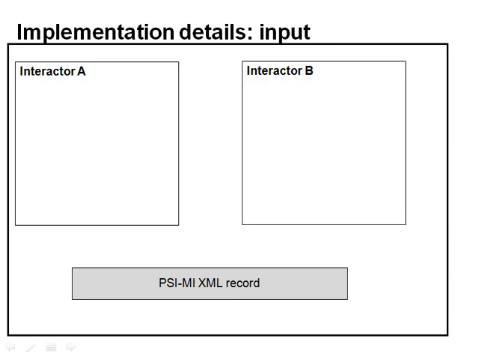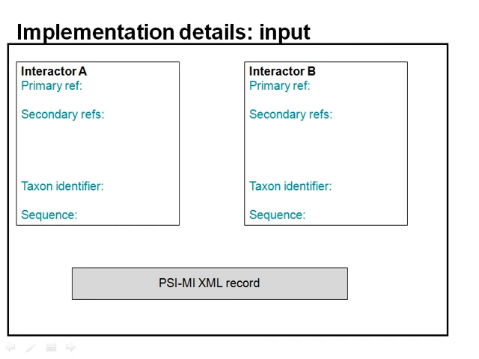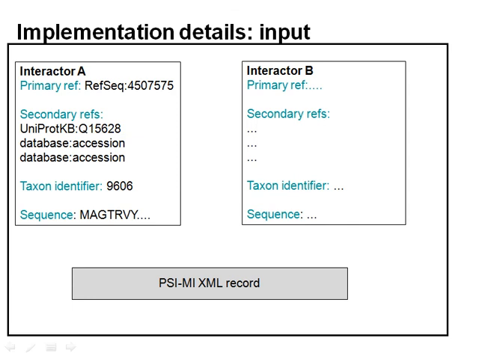So what I want to do now is go back into some of the implementation details to talk about how we record provenance and the way that we make these mappings. If the large black square represents a PSI-MI XML record given to us by one of the interaction databases, and the two smaller squares inside of this represent interactors A and B, we look at specific pieces of information for both of those interactors, including the primary ref, the secondary references, taxon identifier, and the sequence if it's available. And here are some examples of what those look like.